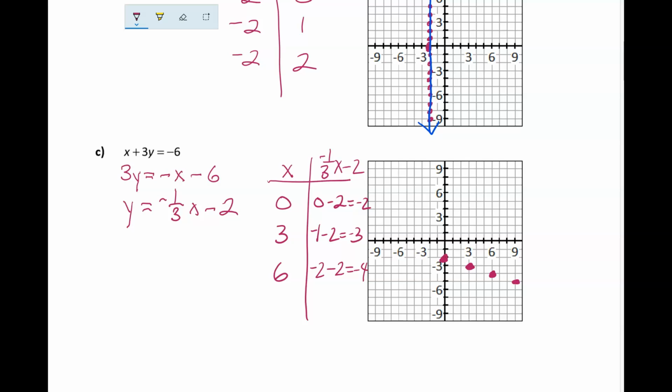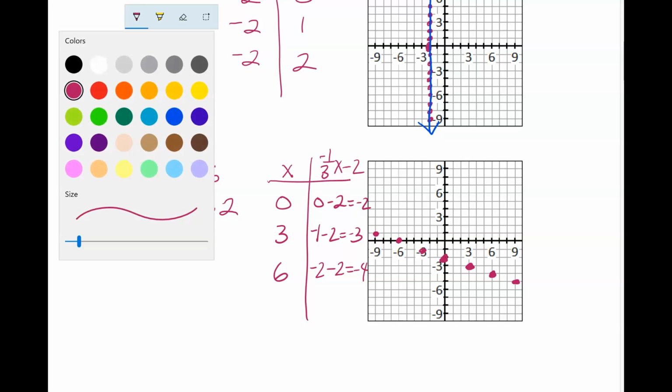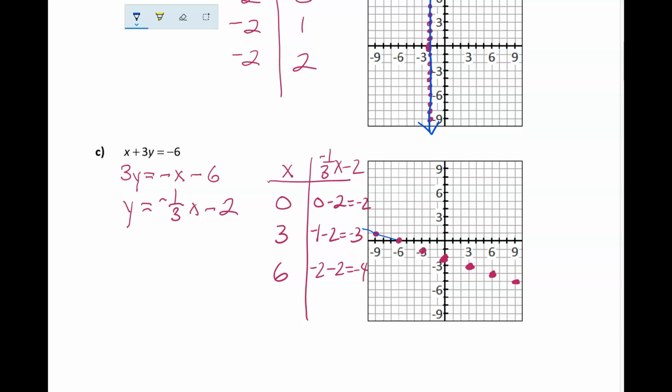So we want to continue that, plotting all of the integer coordinates all the way to the end of the grid and then connecting with a line. You can use a straight edge or not, as long as it's fairly good. All right, and that's pretty much it for lines. You don't need to know all of the forms in order to graph them. All you need to know how to do is to create a table of values.